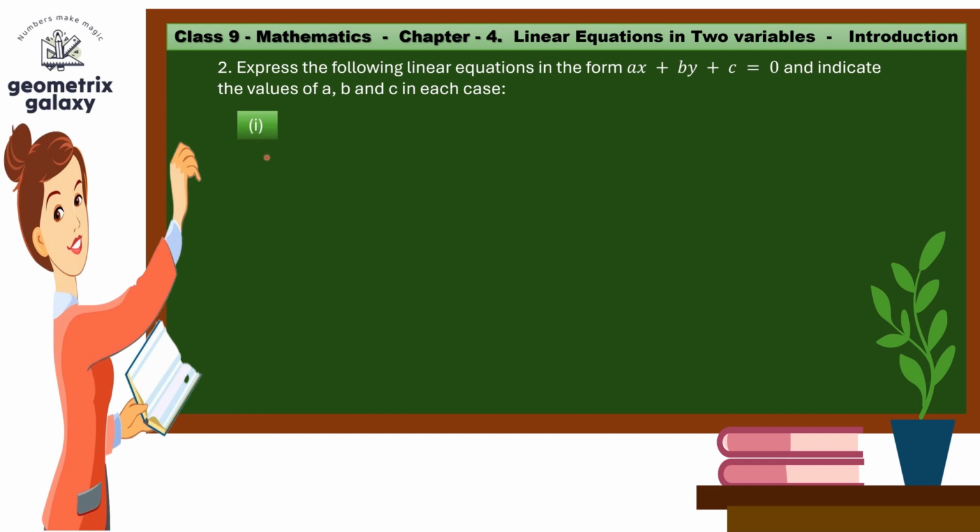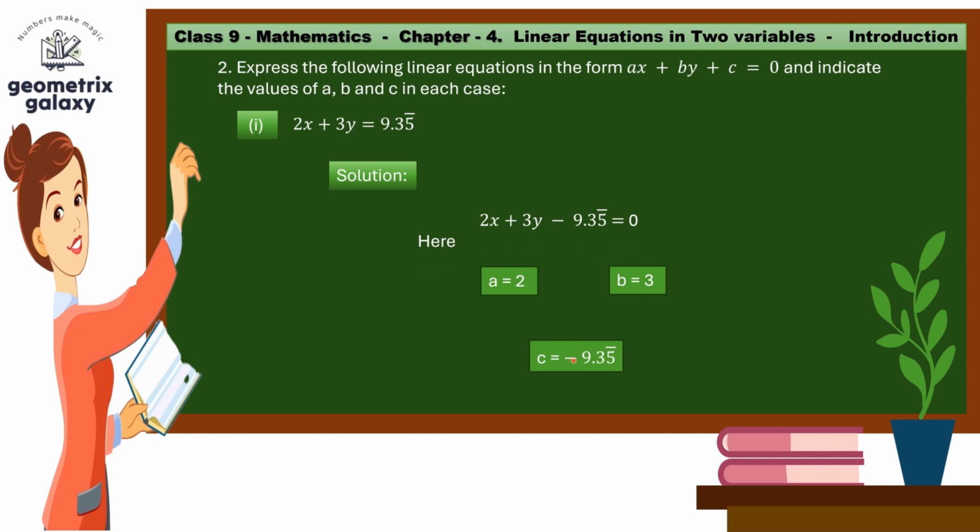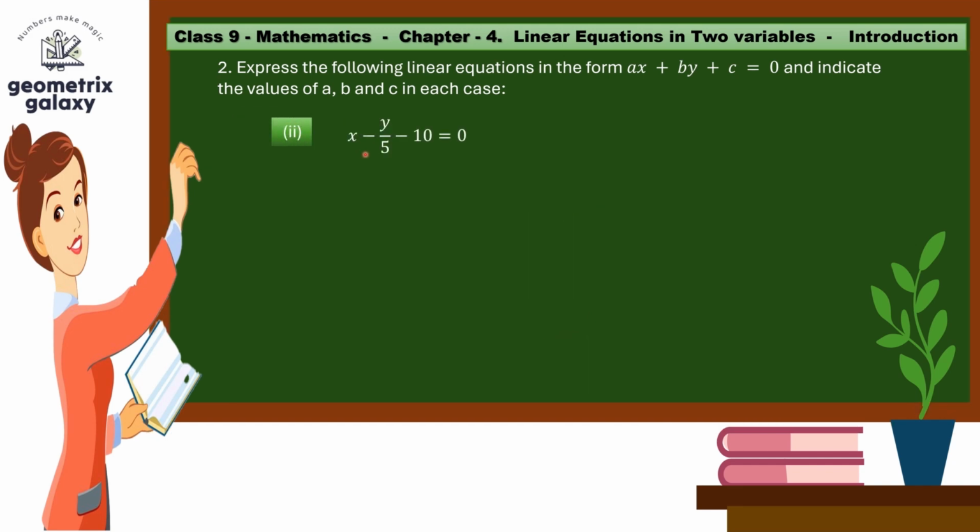Our first subdivision is 2x plus 3y is equal to 9.35 bar. Now we can rewrite this equation in the general form as 2x plus 3y minus 9.35 bar is equal to 0. Here we have transposed the constant term from the right hand side to the left hand side. Now the coefficient of x is a and the coefficient of y is b and the constant term is c. So in this equation a takes the value 2, b takes the value 3 and the constant c takes the value minus 9.35 bar.